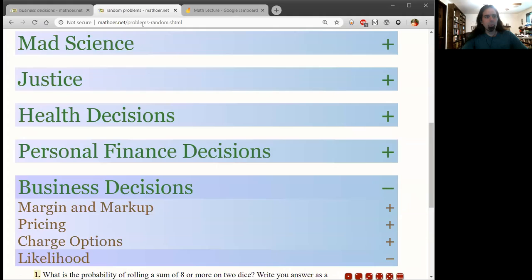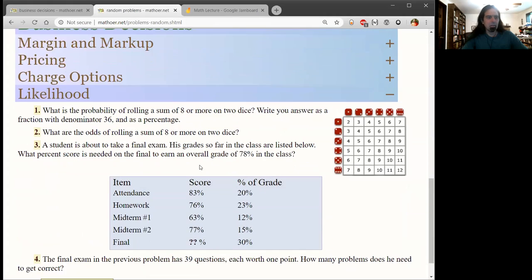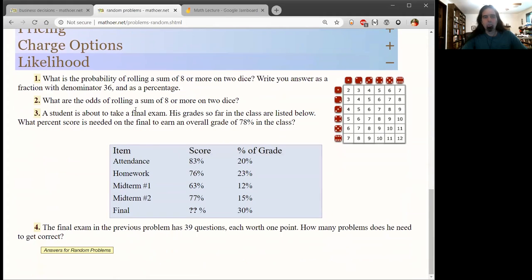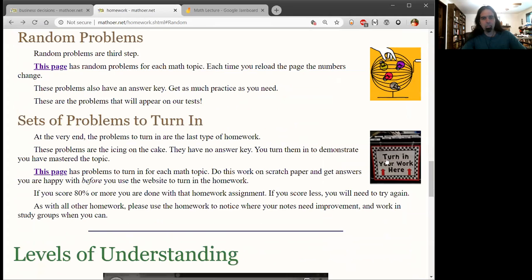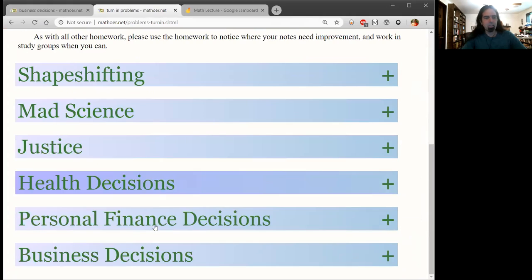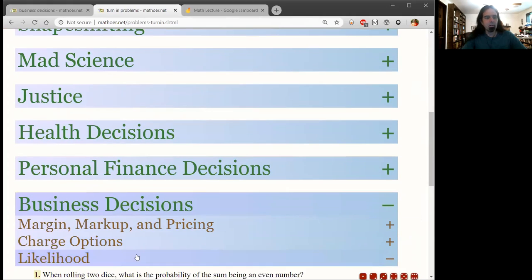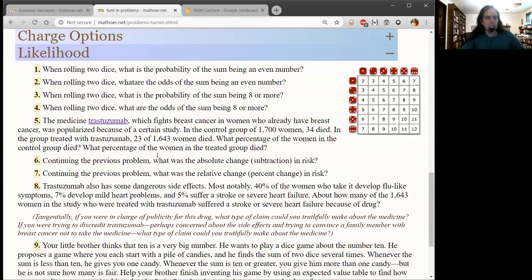So if we look on the random problems, then there aren't any of those. And if we look on the turn-in problems, then there's a set of them talking about another medicine. But if you don't get this done, or if we have to do it in class next week together, then that's okay. It's not going to show up on the test from the random problems.